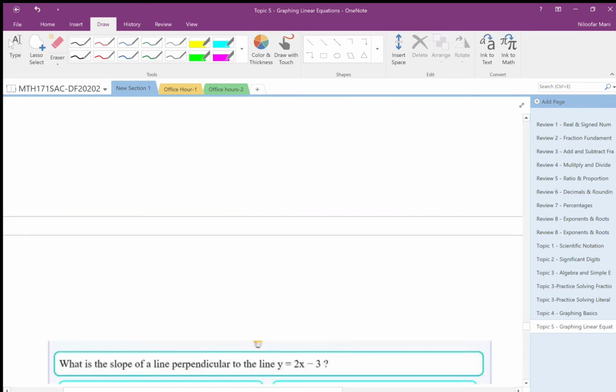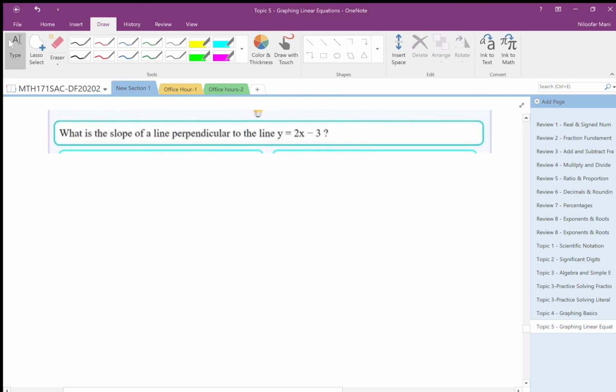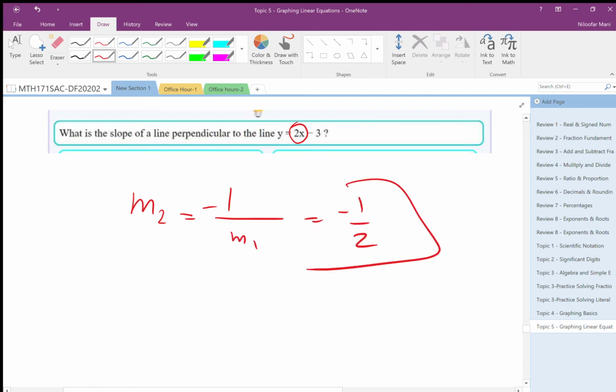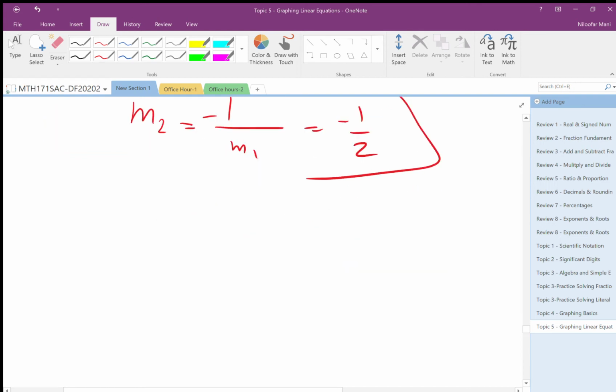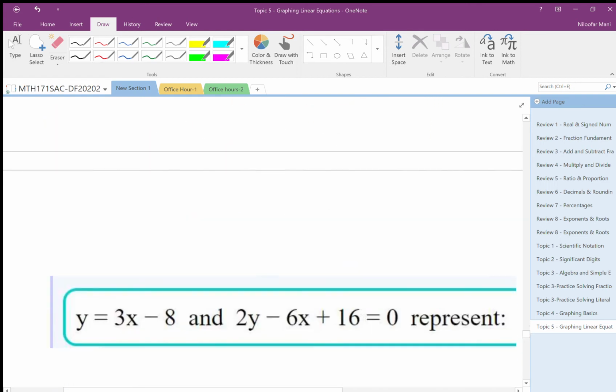So what is the slope of the line perpendicular to this line? The slope here is 2. The slope of a perpendicular line is m2 equals -1/m1, which is -1/2. Done. Because I have to do the negative reciprocal.